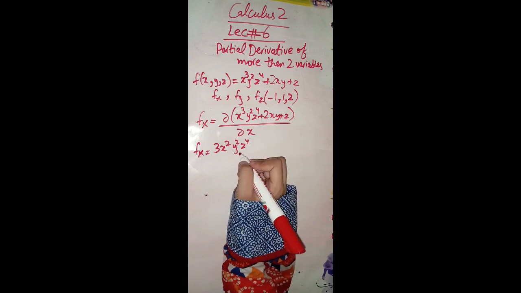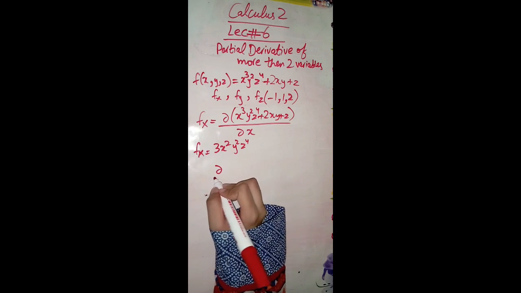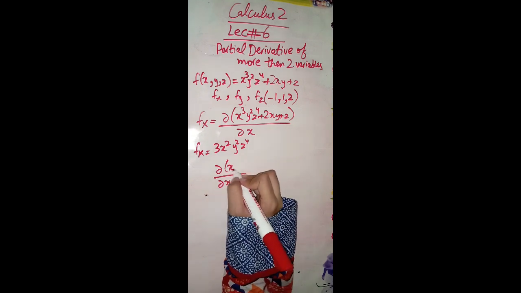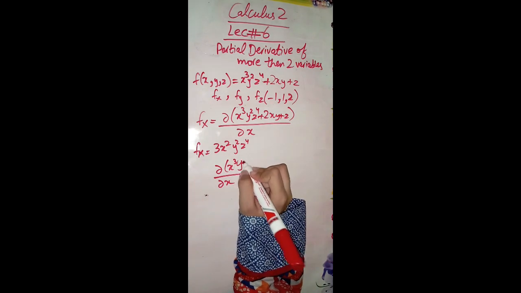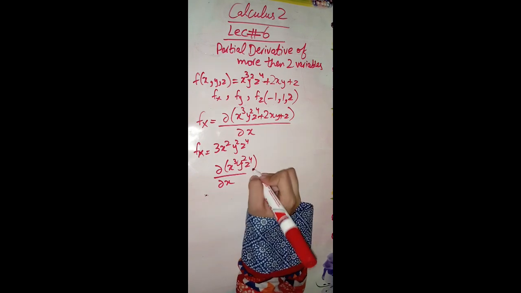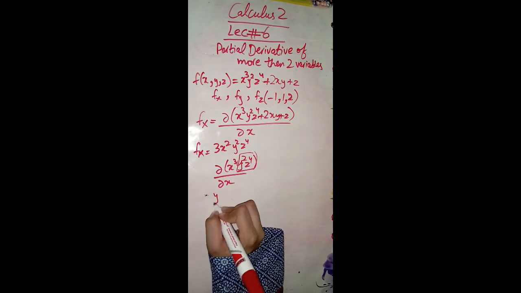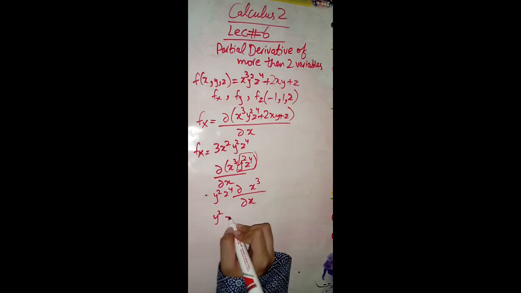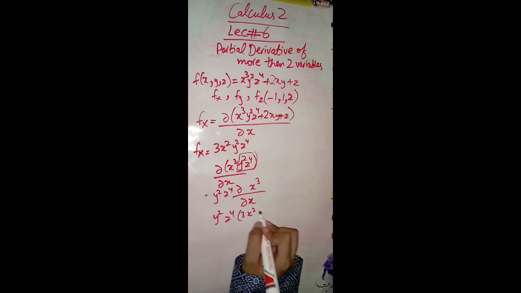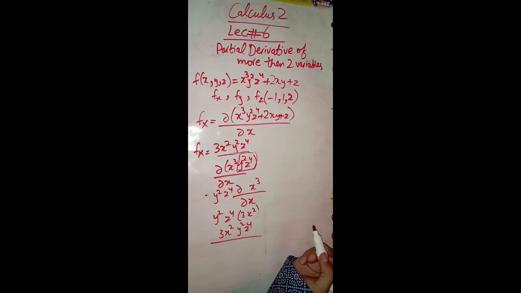If you are confused about why we keep them as they are, it is a step which I am not writing: when we are taking the derivative of x cube y square z^4, we take the other constants outside the derivative. Y square z^4 times the derivative of x cube, which is 3x square. It will be 3x square y square z^4.